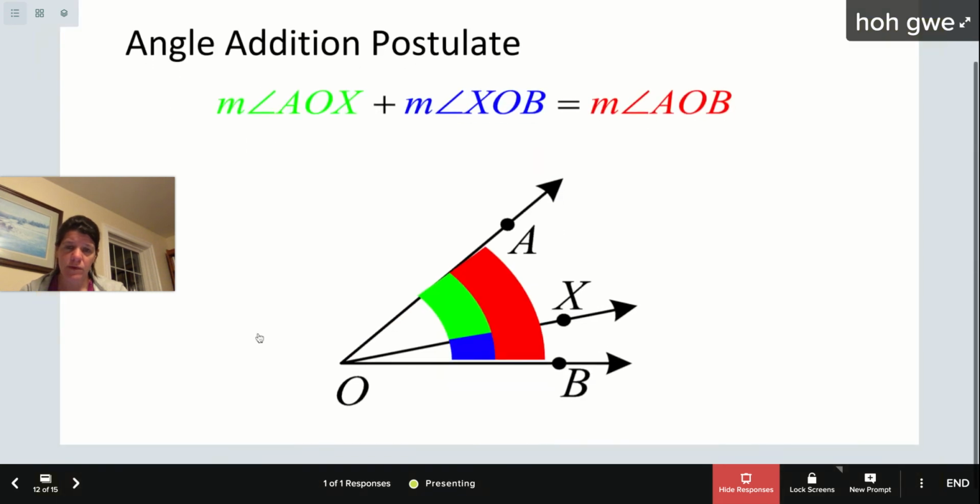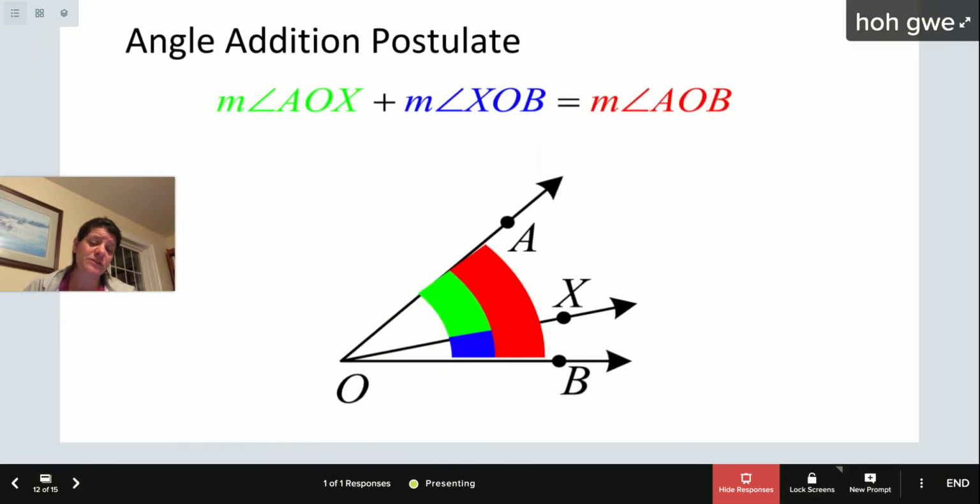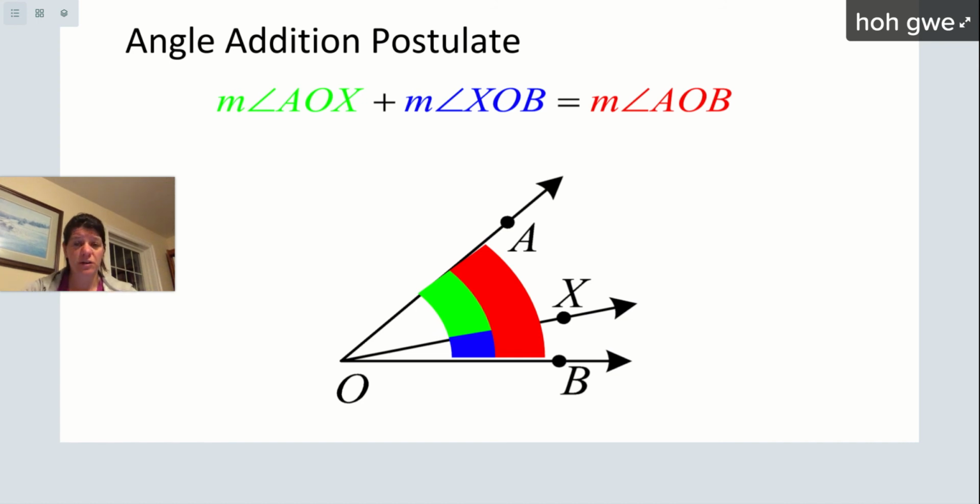Okay. Angle addition postulate is very similar to our segment addition postulate, where we have a small piece plus a small piece equals the whole piece, as long as they're next to each other. So that green section plus the blue section equals the red section.